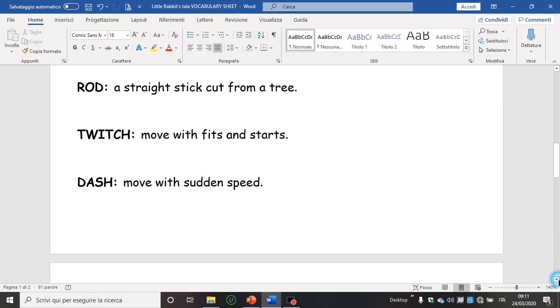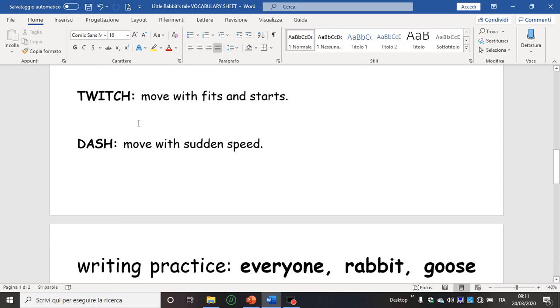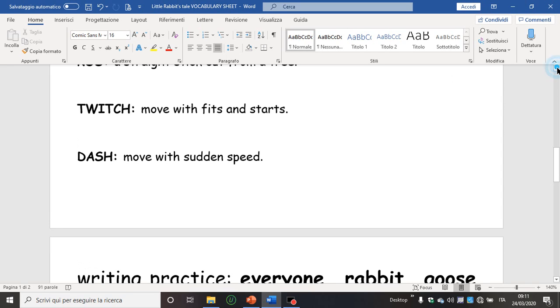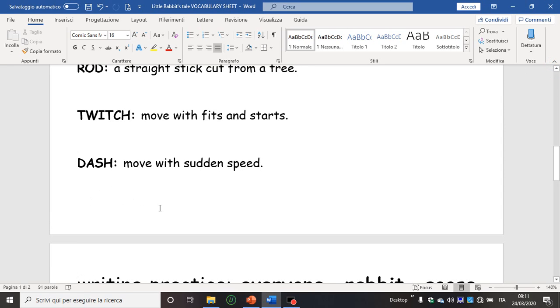Now, let's move on to the next one. Dash. Dash means move with sudden speed. That's also an action verb. Remember the animals in the story? Remember Little Rabbit? He was always dashing up and downhill, moving quickly.